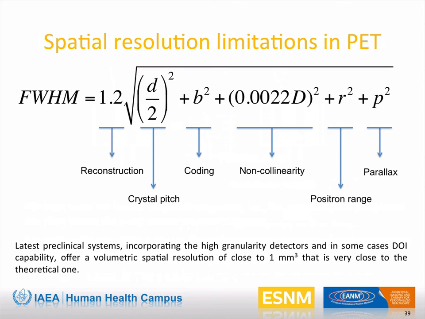Various techniques have been introduced to reduce the effect of the technology-related spatial resolution degradation terms. For example, detectors able to estimate the depth of interaction have been proposed, especially in the field of preclinical systems. In this field, the spatial resolution that can be achieved is very close to 1 cubic millimeter, and this is very close to the theoretical limitation of PET.